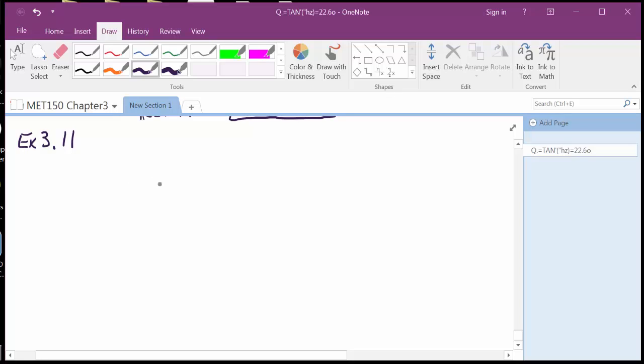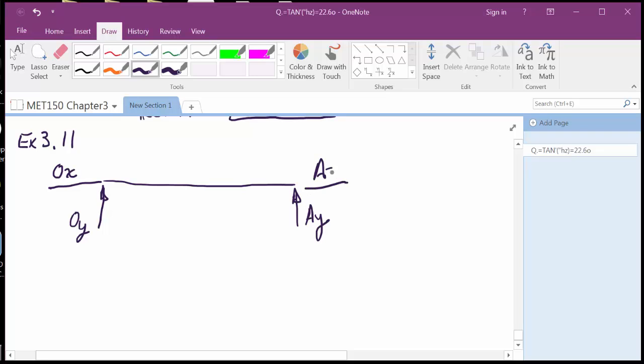So if we look at example 3.11, we've got a situation going on there that looks like this. I'm going to say this, actually they're calling that O, aren't they? OY, OX. Then we've got A out here, AY, AX equals 0.